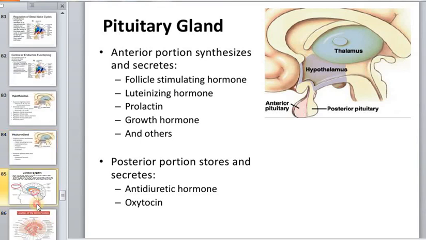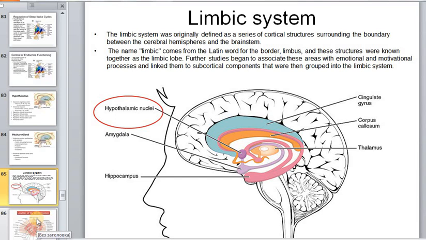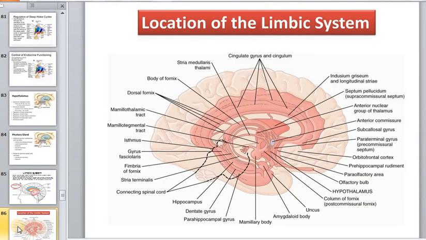So the next part of the brain is the limbic system. The limbic system, as you see, was originally defined as a series of cortical structures surrounding the boundary between the cerebral hemispheres and the brainstem. And here we see the hypothalamic nucleus, and here the location of the limbic system. The hypothalamus is a part of the limbic system.